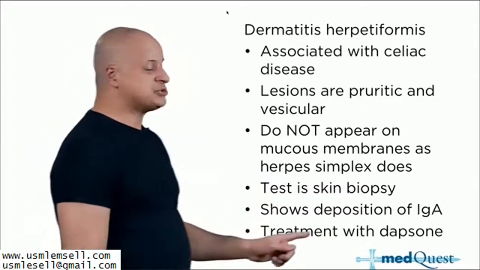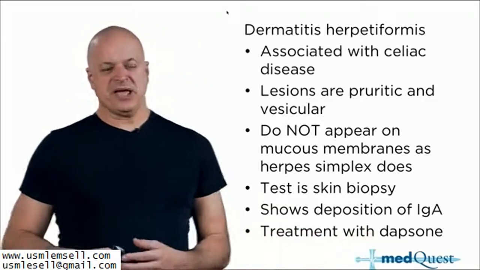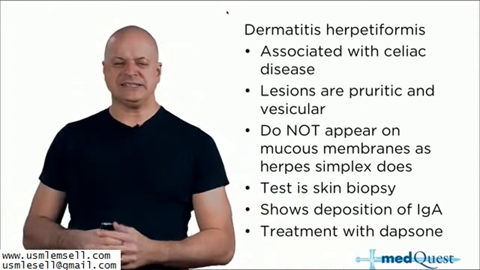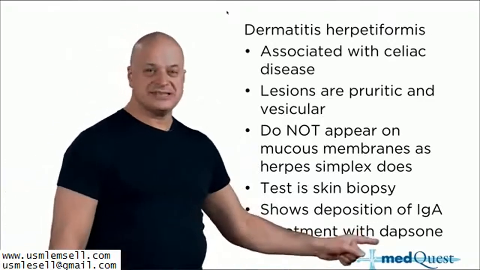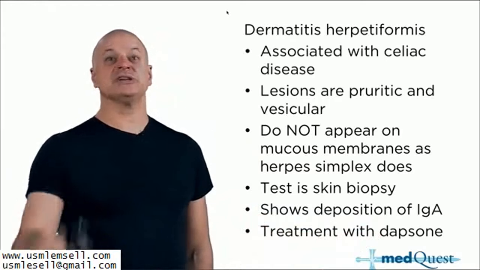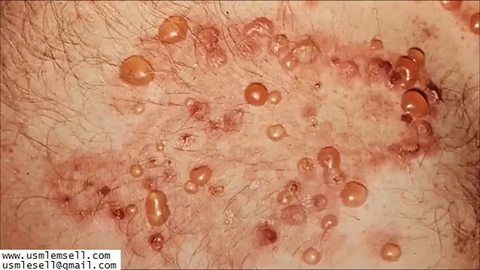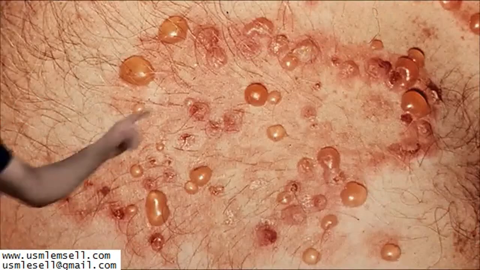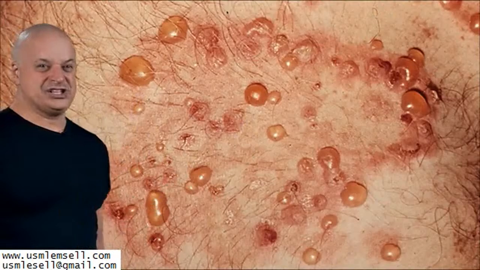Now, why dapsone works, no one knows. Why does dapsone, the anti-Hansen's disease, the anti-leprosy drug, the anti-pneumocystis drug, well, why does dapsone work? And the short answer is, I don't know. But this is dermatitis herpetiformis. There's vesicular lesions, but it's not on the mucosal areas. It is IgA deposited in the skin.